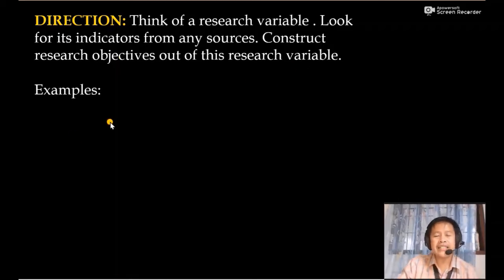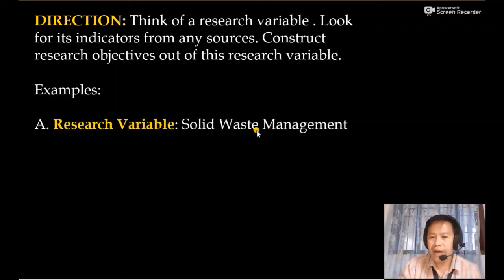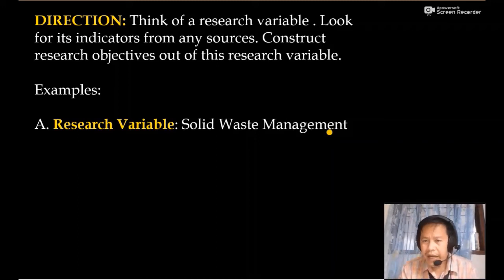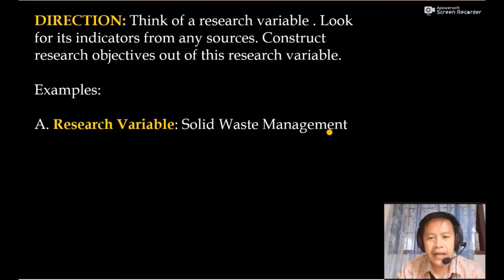Now, for instance, letter A: your variable is solid waste management. And this is your variable. Solid waste management can be observed, and this can also be measured. So what are those things which are under the umbrella of solid waste management? All of these things are so-called indicators.